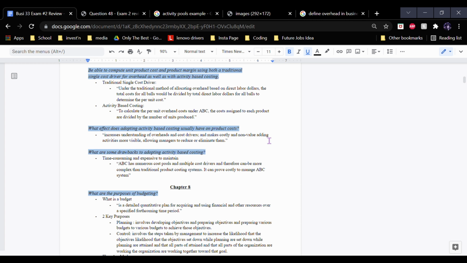Activity-based costing has numerous cost pools and multiple cost drivers, and therefore can be more complex than traditional product costing system. It can prove costly to manage the system itself because there's so much in just this one system. Even if it's for one specific place, it is time consuming.